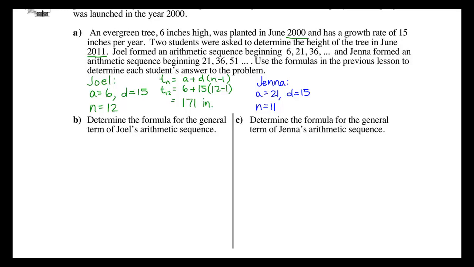Okay, so if I plug that into my formula, Tn equals A plus D times N minus 1, T11, the 11th term, is equal to 21 plus the common difference of 15 times 11 minus 1. And again, if I plug that into my calculator, it gives me 171 inches, the same as what Joel calculated. Part B says, determine the formula for the general term of Joel's arithmetic sequence.